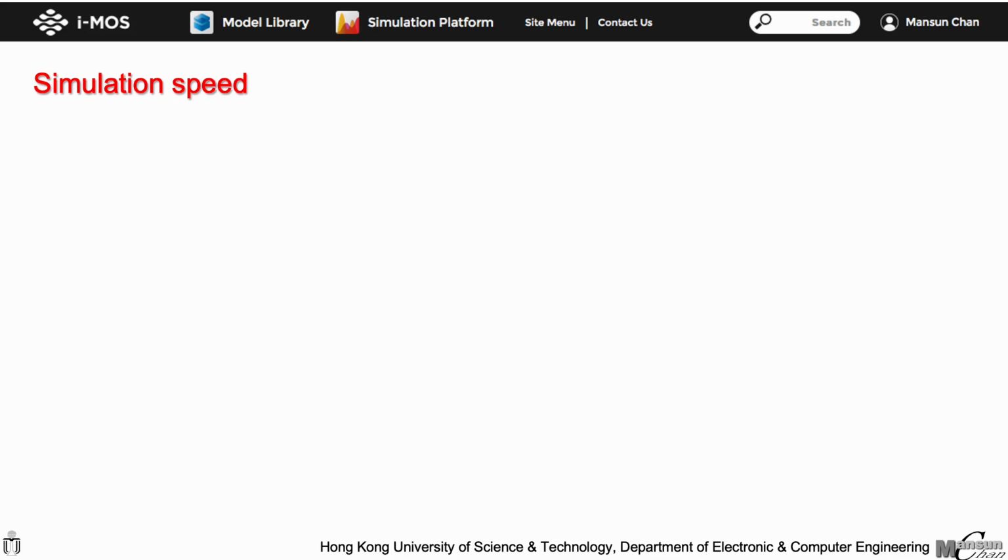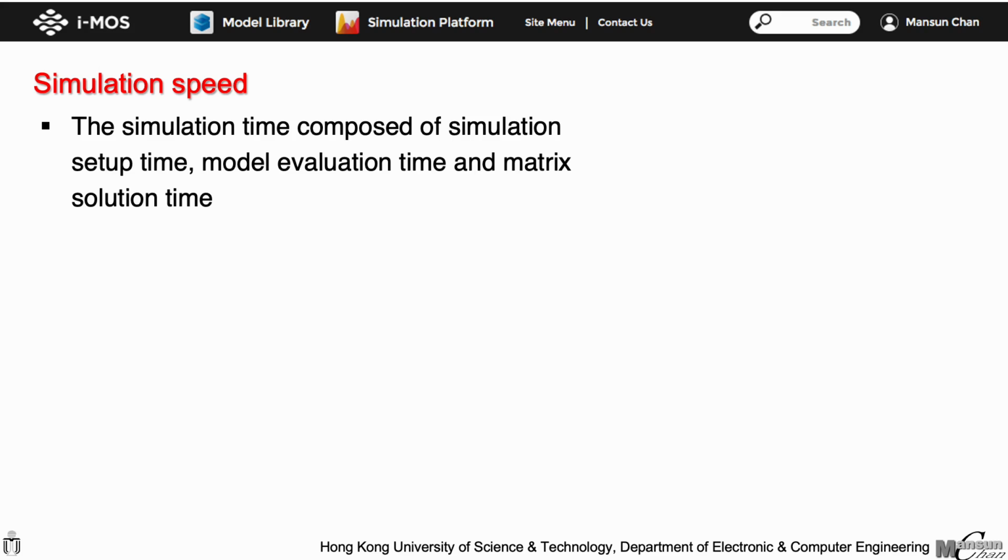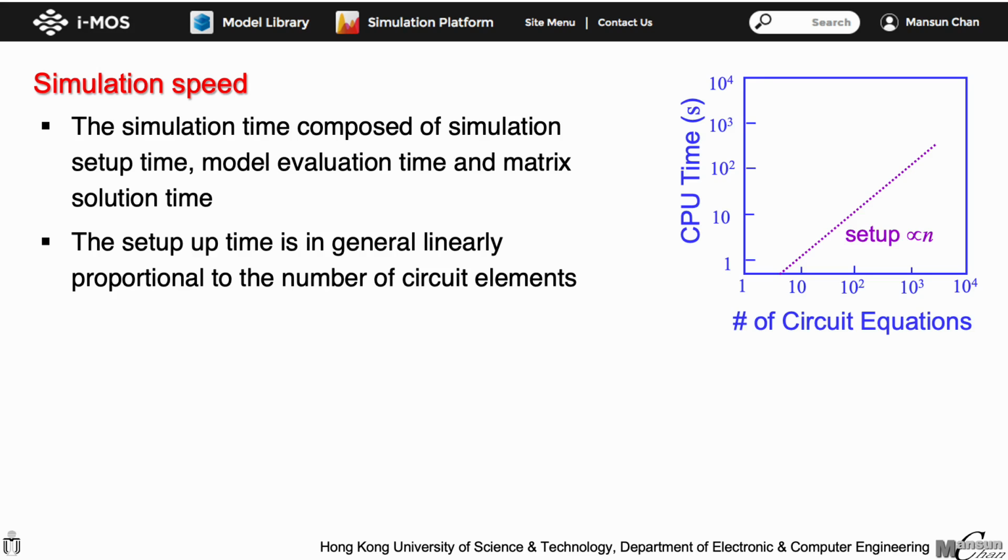One important requirement for a circuit simulator is fast simulation speed. The time spent by the simulator is composed of the simulation setup time, the model evaluation time by the model subroutines, and the matrix iteration time. The setup time is in general linearly proportional to the number of circuit elements. The model evaluation time depends on the complexity of the model equations, and also scales linearly with the number of devices in the circuit. The time for the matrix solution depends on the sparsity and the size of the matrix.